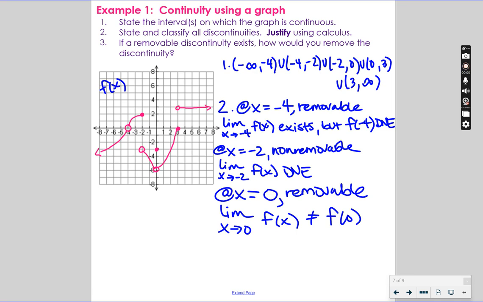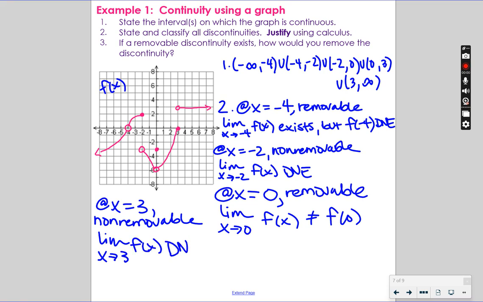All right, and we've got one more. I'm going to write it over here. At x equals 3, what type do we have? Non-removable. And what's the justification for non-removable? The limit doesn't exist. The limit as x approaches 3 of f of x does not exist.